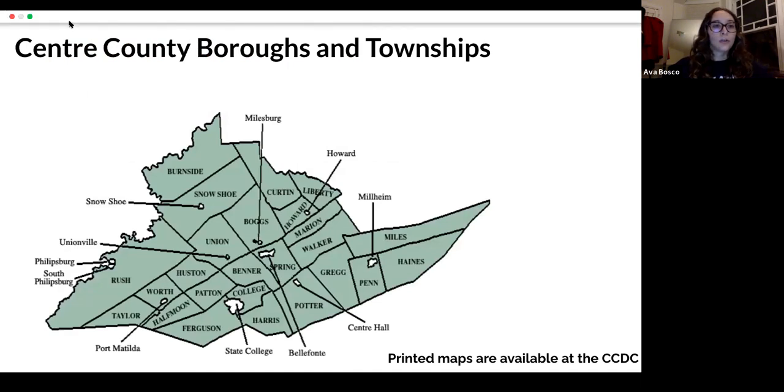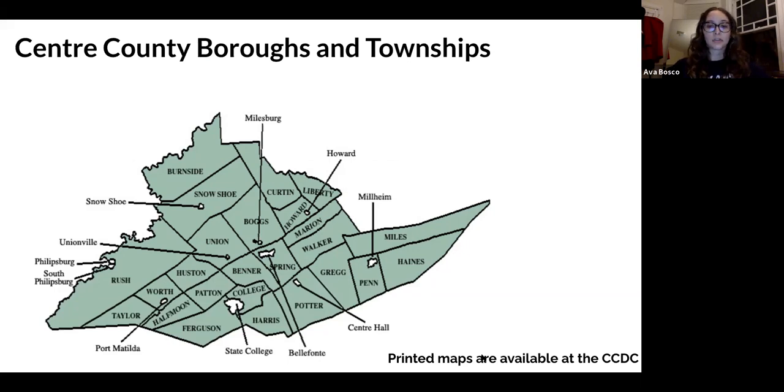For those of you who are going to encounter some questions about boroughs and townships, we have this map here. It shows you all of the municipalities in the county. We have different printed maps. I can also send you an email with the maps that we have available. It might be helpful to have one on you.